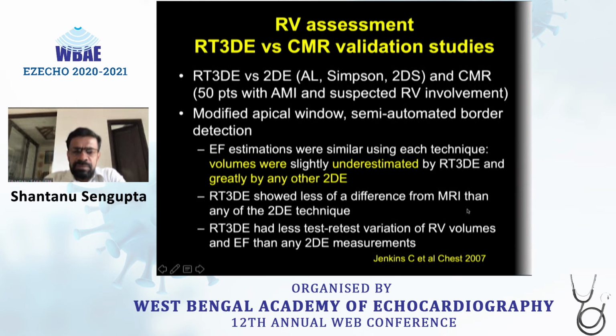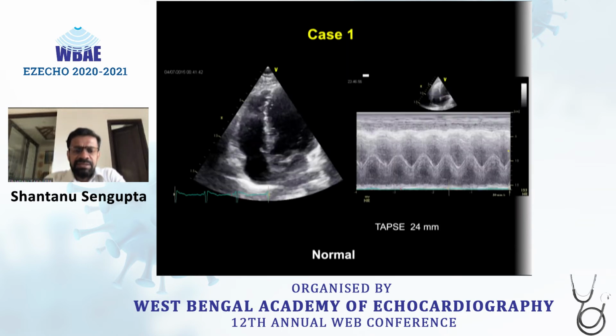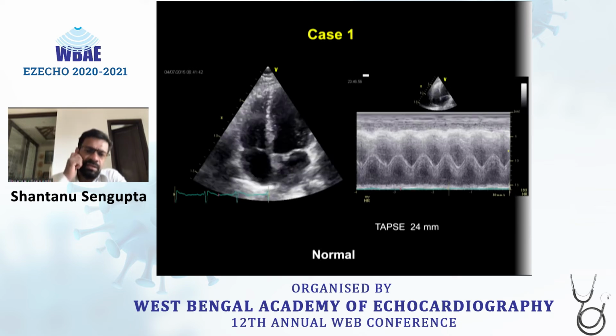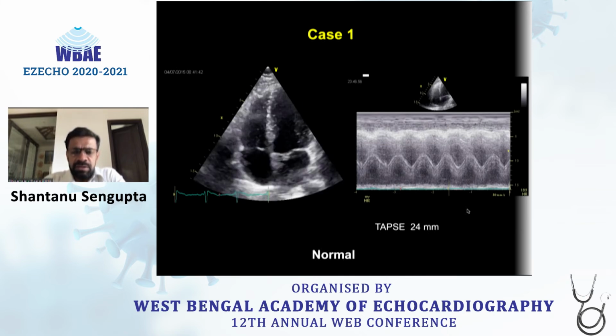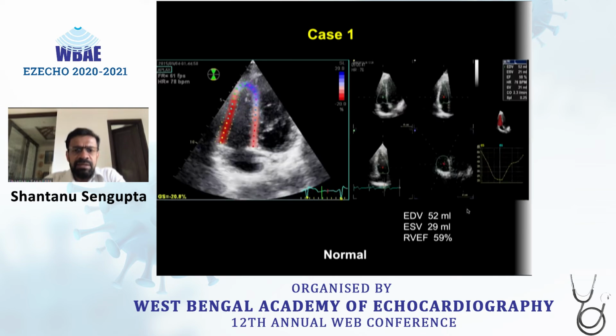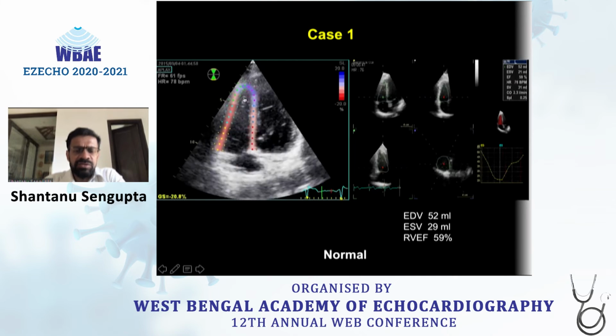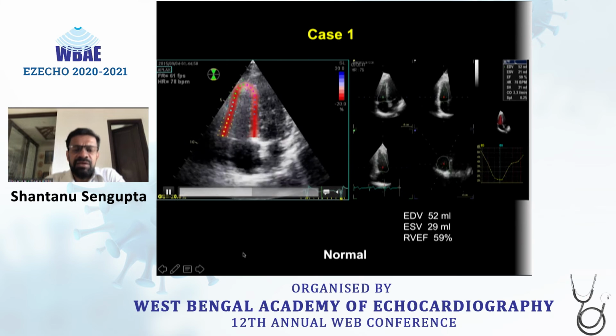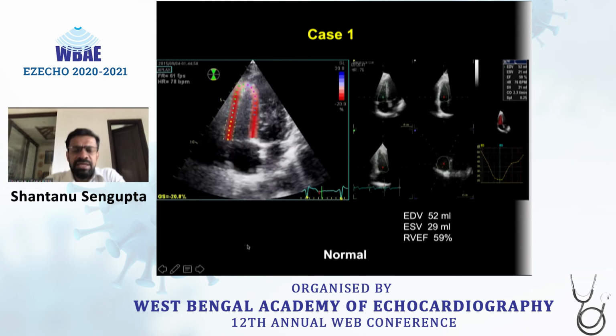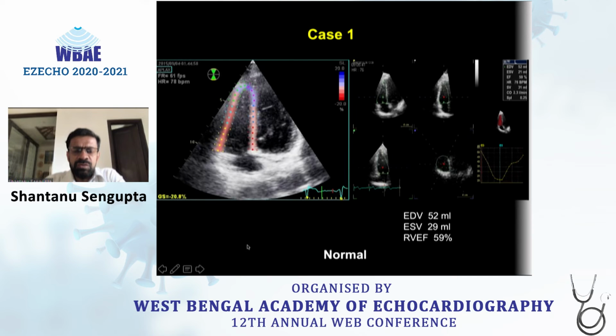So to summarize, RV assessment can be done regularly, and we should always start with a focused RV view. Look at the TAPSE. This patient is a normal patient. The TAPSE was 24, which was normal. You can go ahead and look at the RV S prime, and focus on the global longitudinal strain. If you have dedicated software, that's fine. Otherwise, you can look at the lateral segment values. Global strain of -20 and above is normal, and try to identify what exactly is happening.